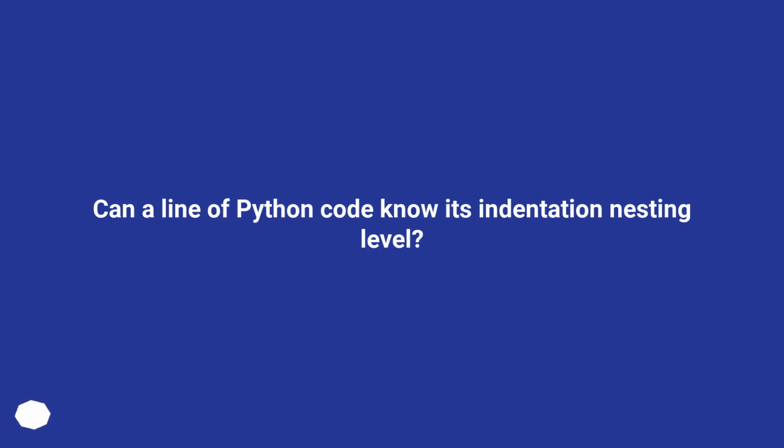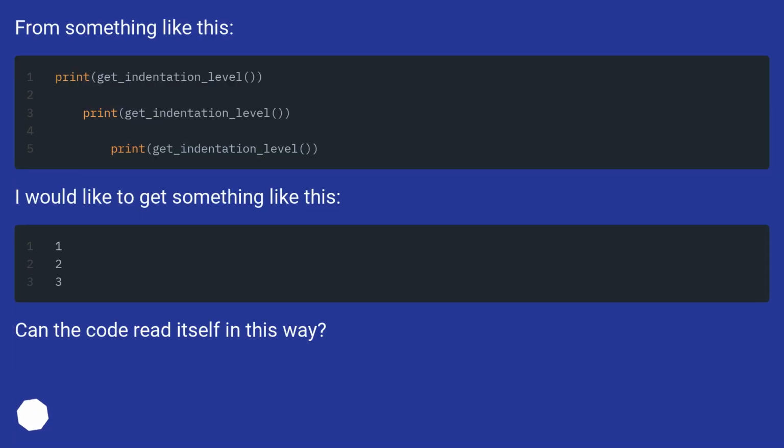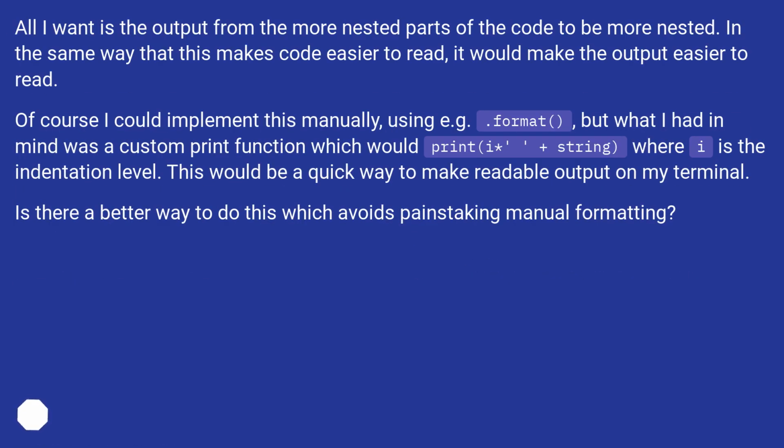Can a line of Python code know its indentation nesting level? From something like this? I would like to get something like this. Can the code read itself in this way? All I want is the output from the more nested parts of the code to be more nested.